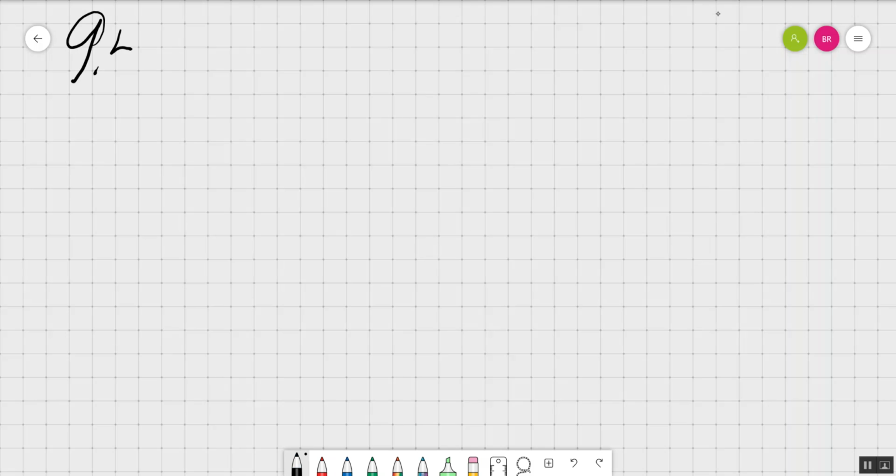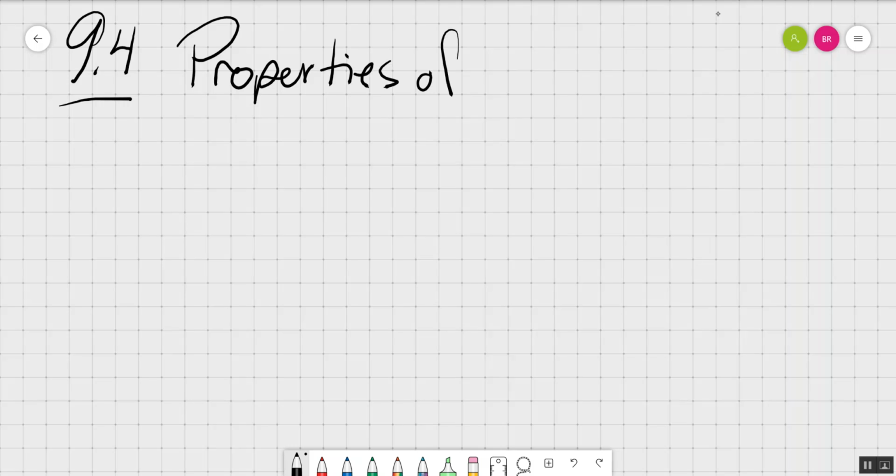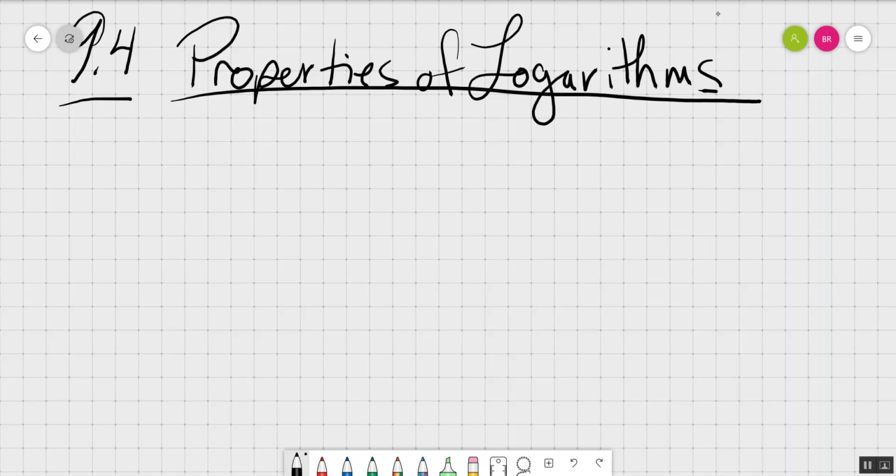Today we're going to be talking about 9.4, which is properties of logarithms. Now I want to stress that what we're going to get today comes exactly from the fact that the log does the opposite of what an exponential does. So let's just remind ourselves of that.